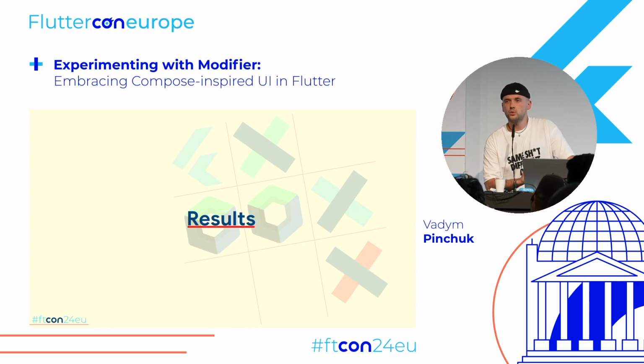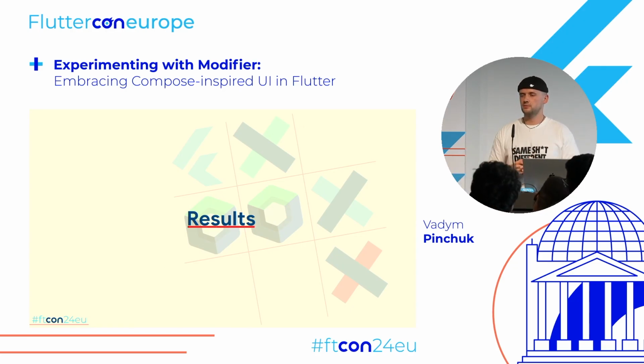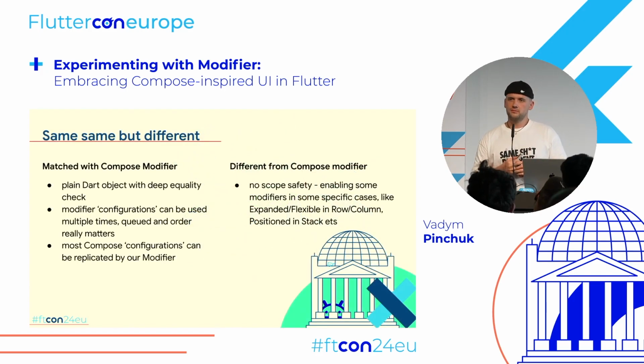What about results? What can we say, is our Flutter modifier a really good one? Or is it really fitting what we want it to do? I can say that we matched with the compose modifier on some things. So we can say that the same plain Dart class, plain Kotlin class, also has configurations that can be used multiple times. As you've seen, background and padding we used multiple times. So we can use them whenever we need or however we want. And also order matters, the same as in compose.